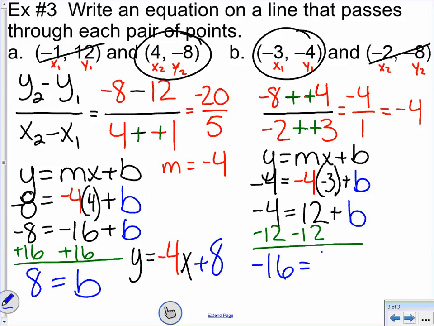So now I've got my b. And once you have b and m, you can write your equation. So y equals negative 4x minus 16. And this is how you write equations. In the first example, we had a graph. In the second equation, we had to find the y-intercept. And here we had to find the slope and the y-intercept.